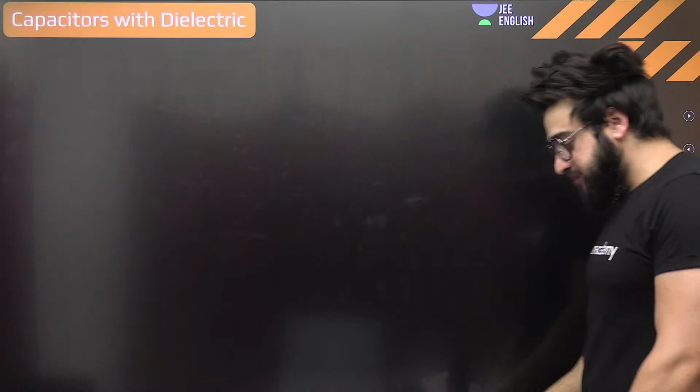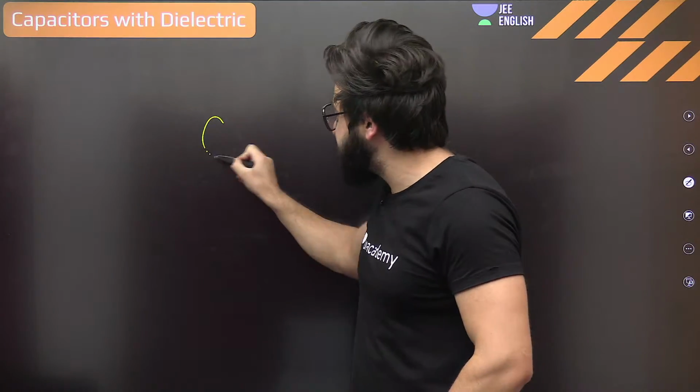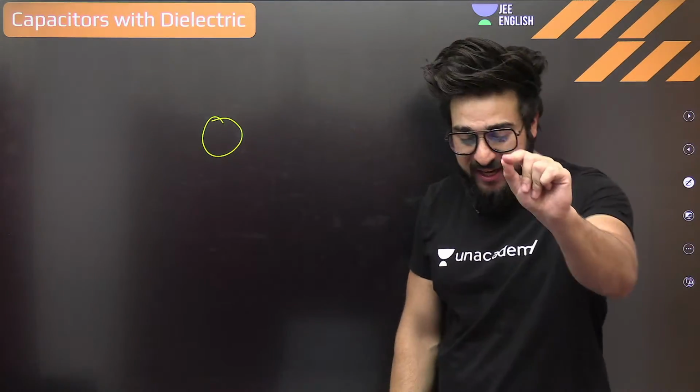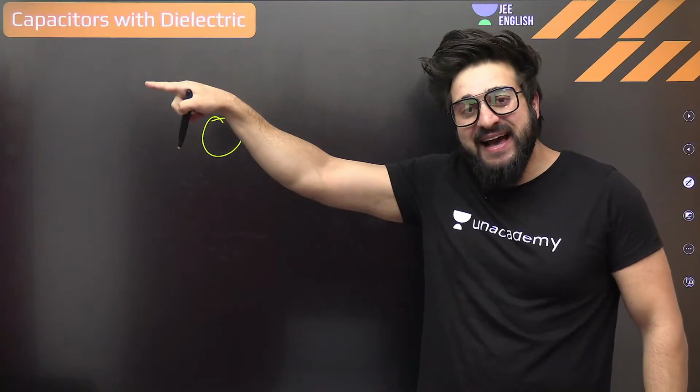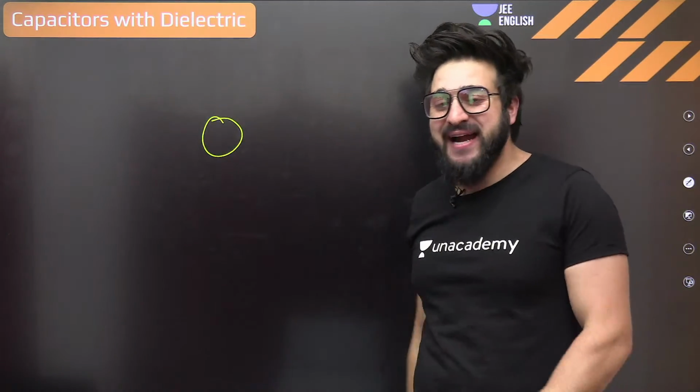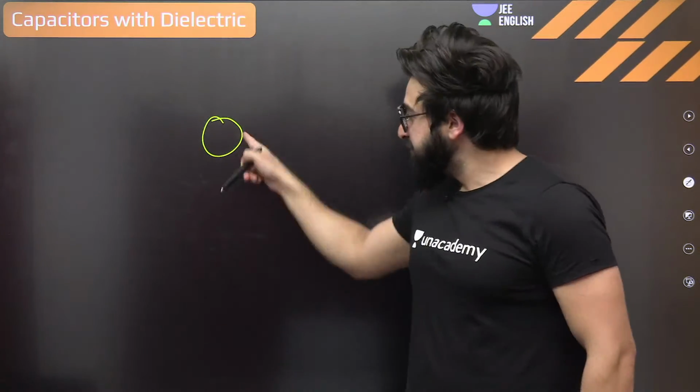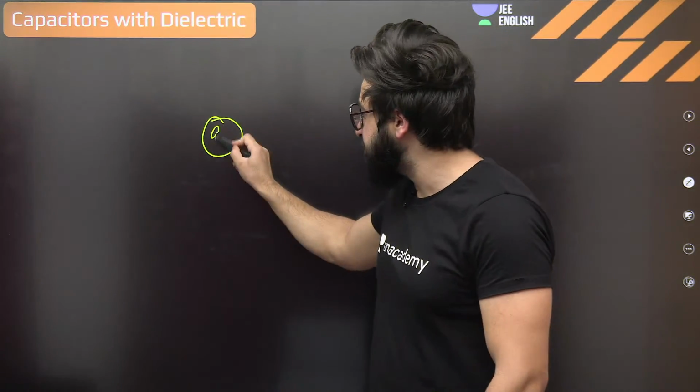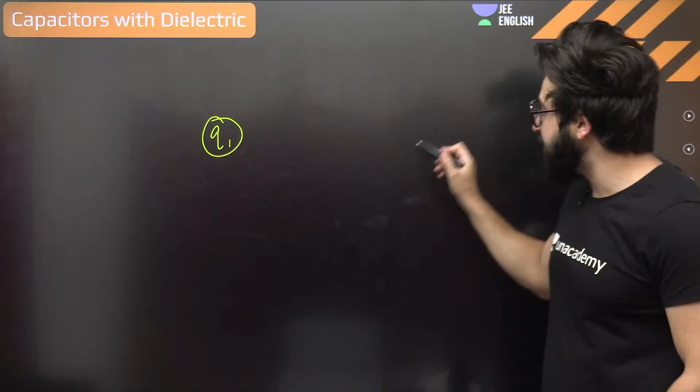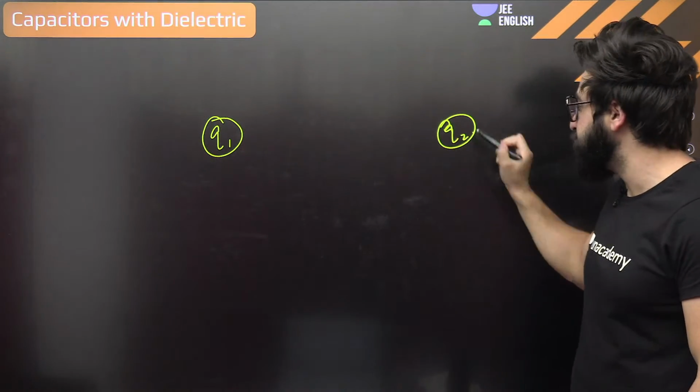Now, capacitors with dielectrics. First of all, let's talk about these dielectrics. Let me just give you the feel, from electrostatics itself. I'm taking you back to your basic, previous level, the electrostatic level. Listen to me very carefully. If I say I have a charge over here, that is Q1. If I say I have another charge over here, that is Q2.